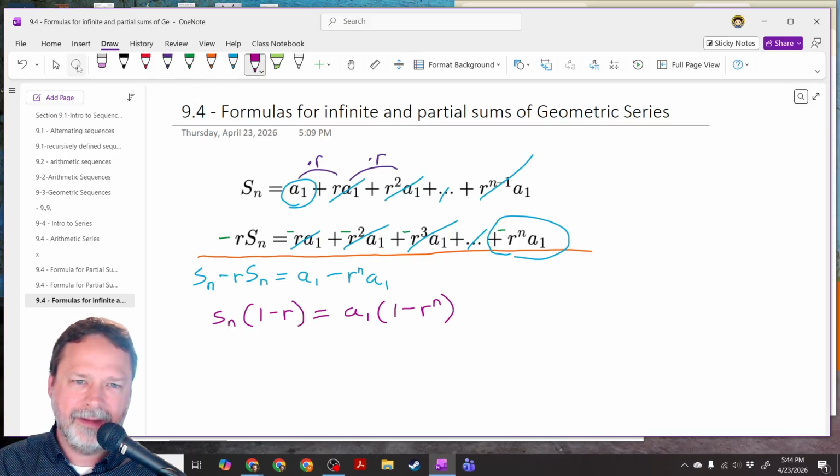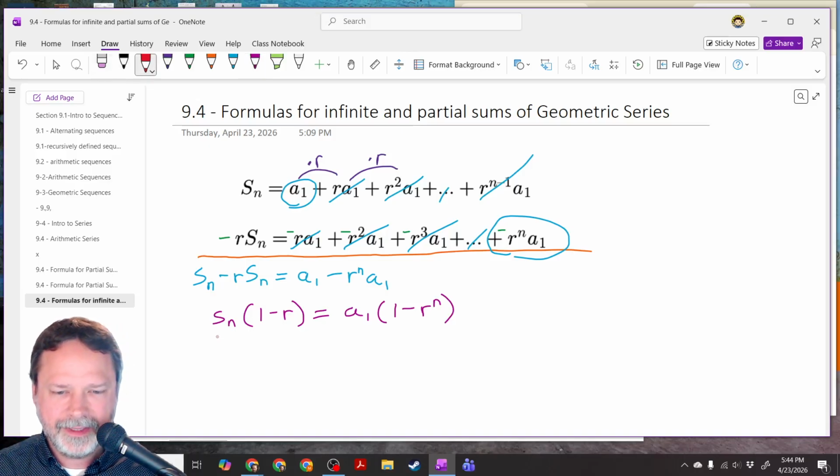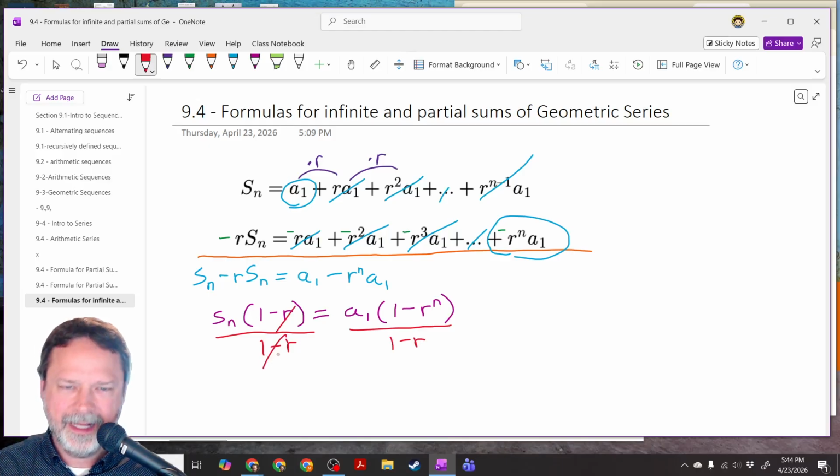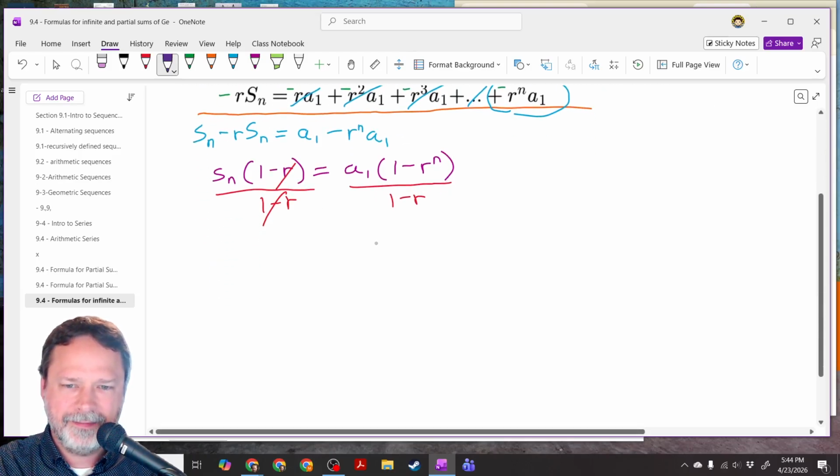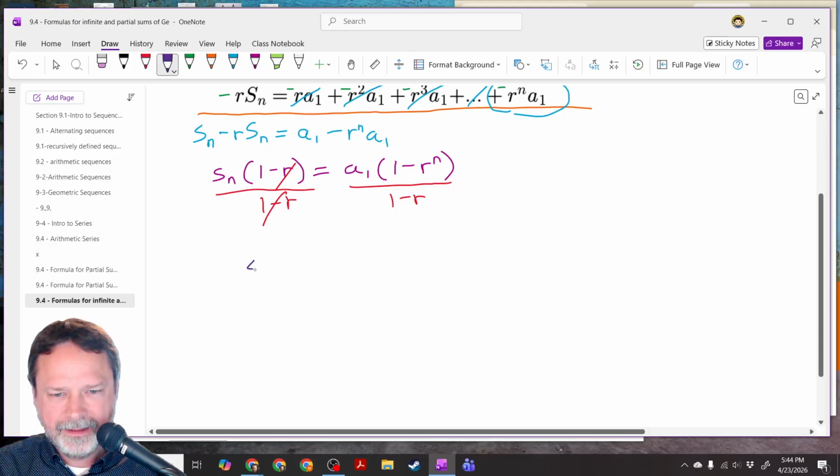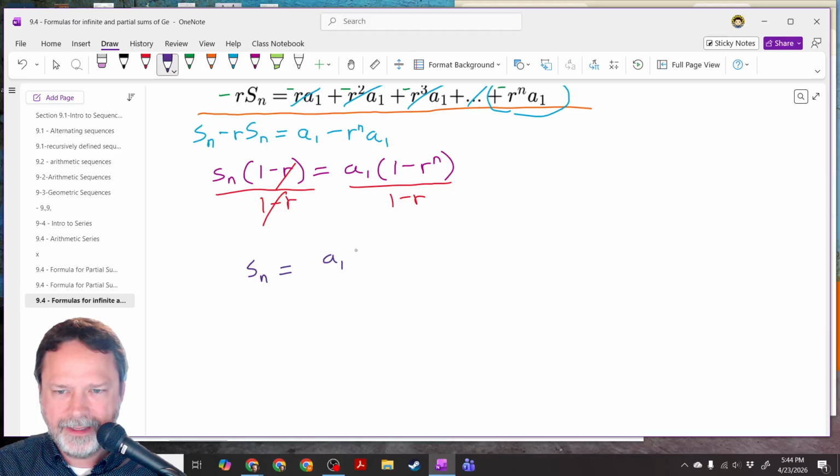Nice. And now we have one step left. In order to get S sub n by itself, we'll divide by 1 minus r on both sides. And we have a general formula that is definitely true, definitely works. S sub n will equal a sub 1 times 1 minus r to the n, divided by 1 minus r. Now we have a formula.